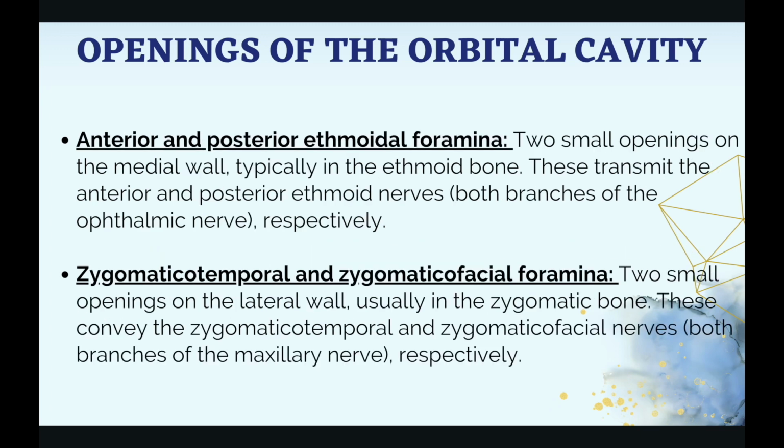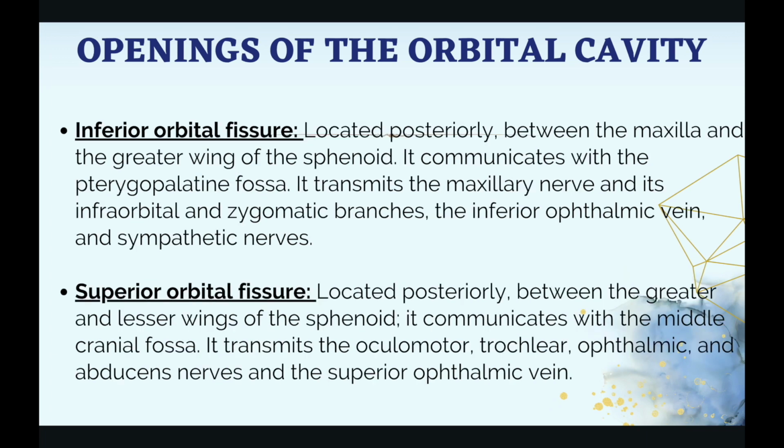The anterior and posterior ethmoidal foramina are two small openings on the medial wall, typically in the ethmoid bone. These transmit the anterior and posterior ethmoidal nerves, both branches of the ophthalmic nerve, respectively. The zygomaticotemporal and zygomaticofacial foramina are two small openings on the lateral wall, usually in the zygomatic bone. These convey the zygomaticotemporal and zygomaticofacial nerves, both branches of the maxillary nerve, respectively. The inferior orbital fissure is located posteriorly between the maxilla and the greater wing of the sphenoid.